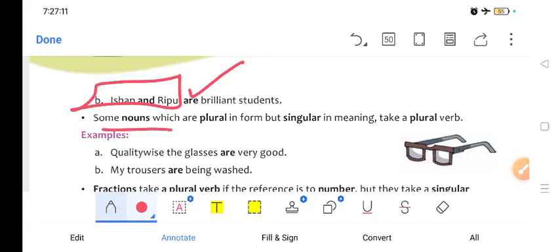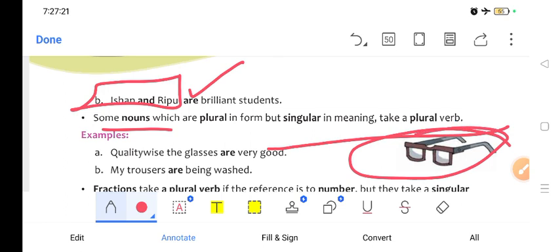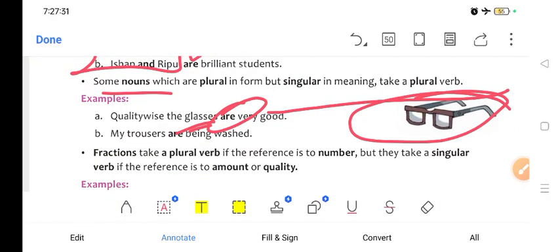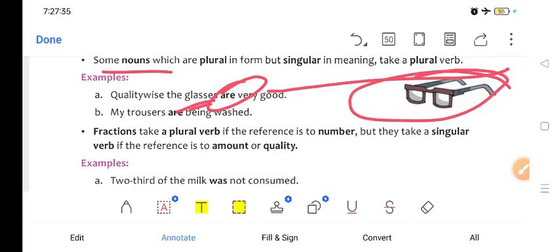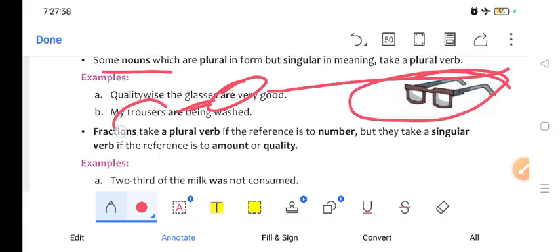Some nouns which are plural in form but singular in meaning take a plural verb. For example, quality wise the glasses are very good. Here glasses means spectacles, and we will put 'are' here, which is plural in form. My trousers are being washed. Here trousers refers to a single thing, but there are two parts of one trouser, right? So we will put 'are' here.